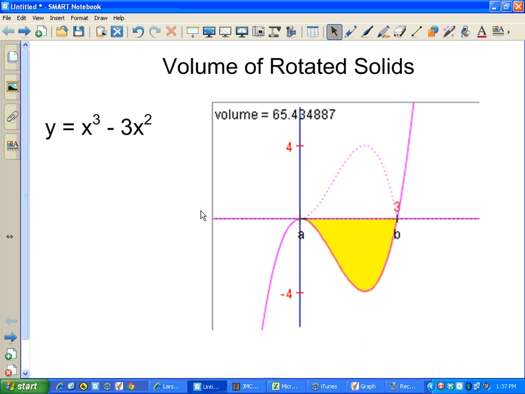All right, the next application of integration that we're going to look at is finding the volume of rotated solids. I'll get to that in a little bit, but first I want to remind you of what we first did when we first learned about integrals and what they were. We were trying to find the area under a curve, and so we would make these representative rectangles.